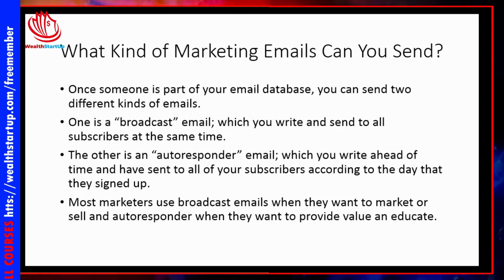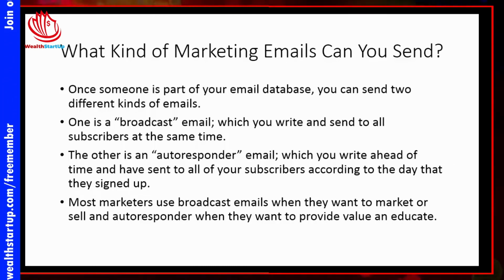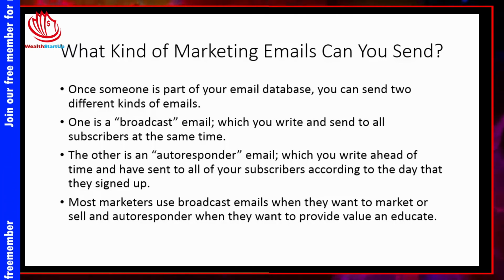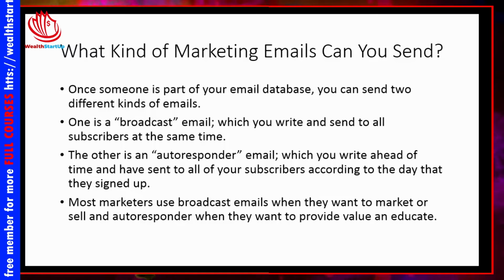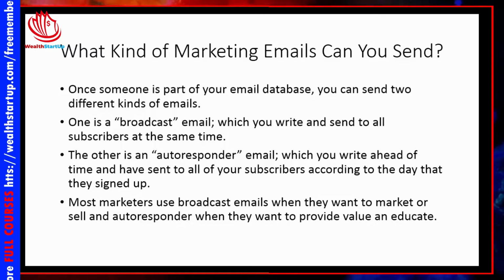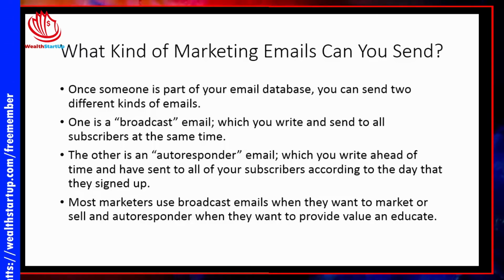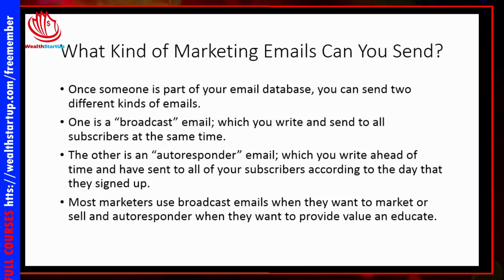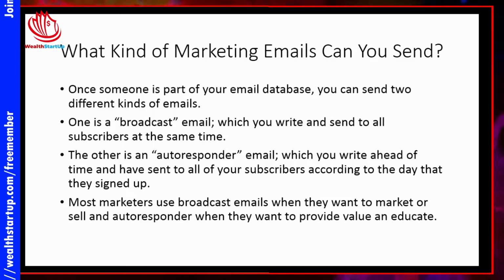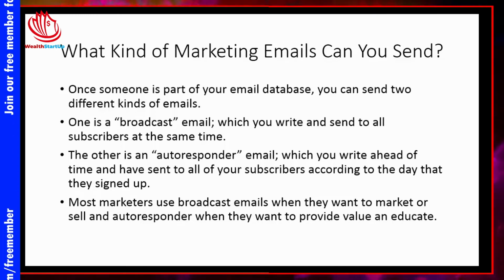Now, when you want to provide education and value, typically you'll want to set those up ahead of time. You want those to go out on a regular basis. So, if you want someone to get education every single Thursday, you can set up your email sequence to make sure that people are getting a Thursday email with lots of value, okay? And so you can actually do that with your autoresponder emails.